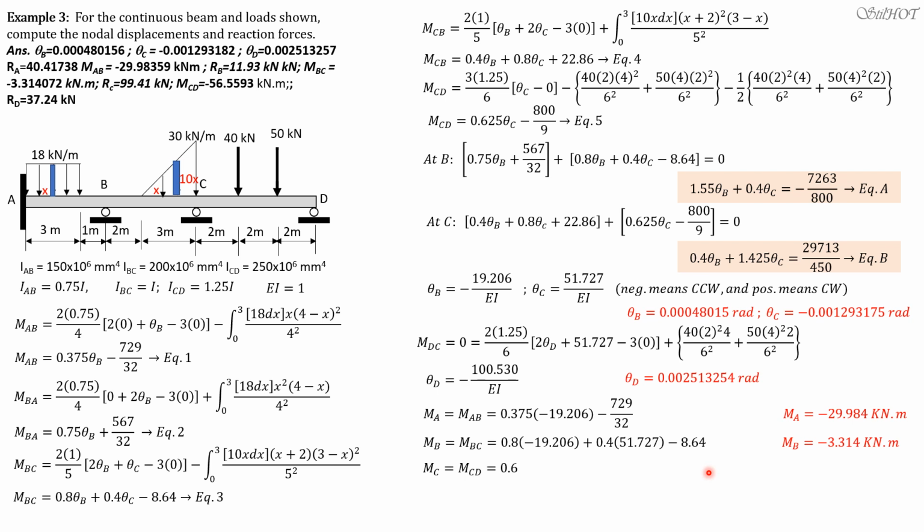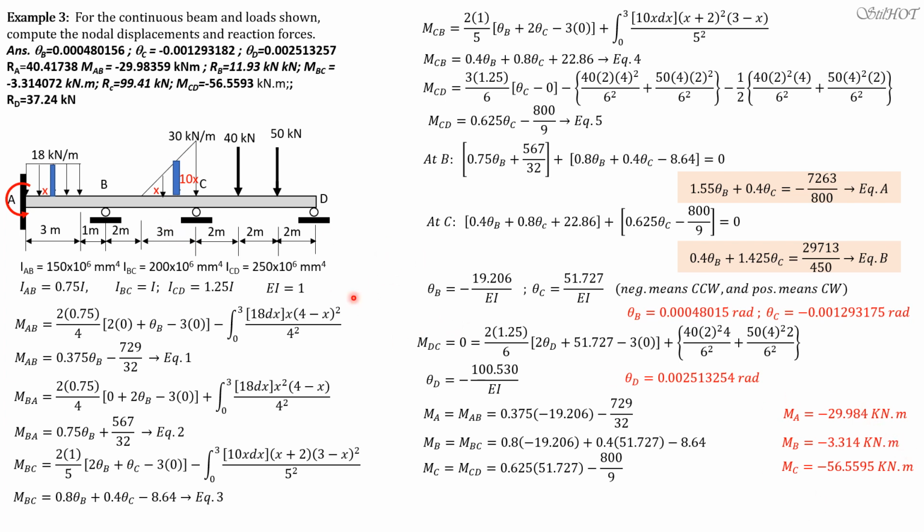Then moment at C is moment CD, so this is equal to 0.625 of theta C minus 800 over 9. Moment at C is negative 56.5595 kilonewton meter. So let's proceed to compute for the reactions.